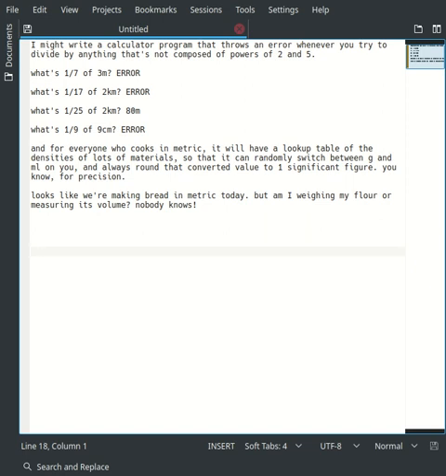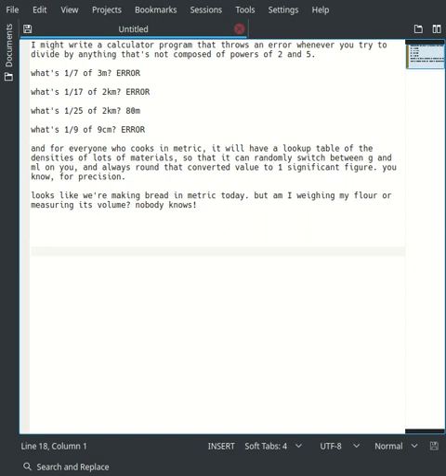So I'm fairly seriously thinking of satirically writing a calculator program that works in metric, right? So it'll throw an error whenever you try to divide by anything that's not composed of powers of 2 and 5, right? So, like half of a meter, that's fine. We can do that. That's 500 millimeters or 50 centimeters, right?